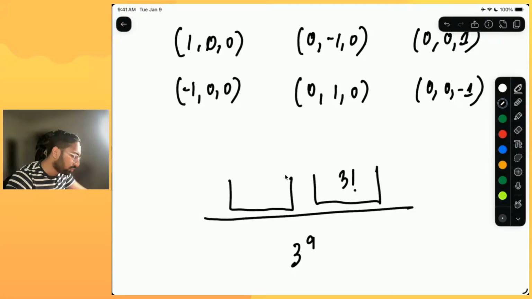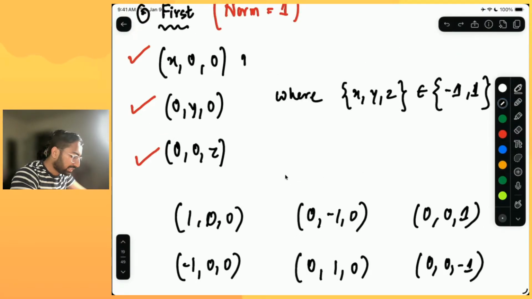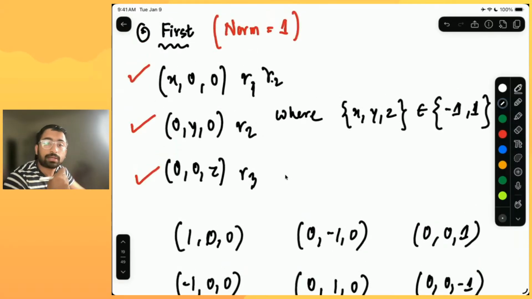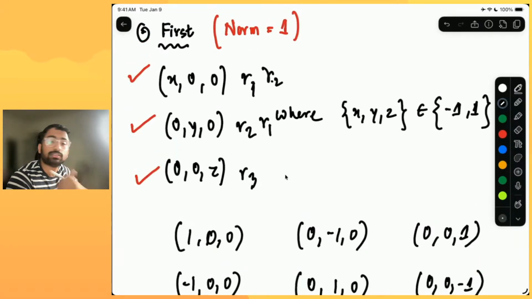For example, this can be the first row vector, this can be the second row vector, and this can be the third row vector. In another case, the first type can be the second row vector, the next one can be the third row vector, and the last one can be the first row vector.